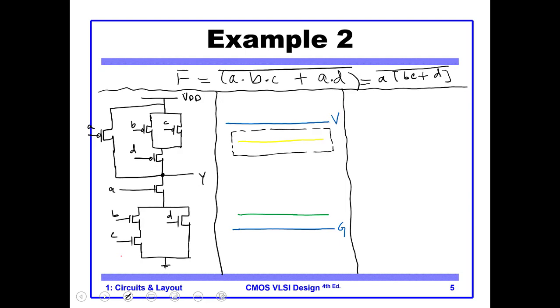So how many polysilicon lines? We have 4 polysilicon lines. So I draw the first one, I draw the second one, I draw the third one, I draw the fourth one. Now here comes the question: which one is A, which one is B, which is C, and which is D? This will be determined by the Euler path. Okay, Euler path. So let's draw the Euler path.